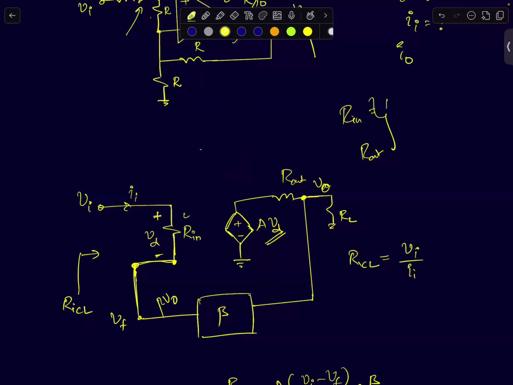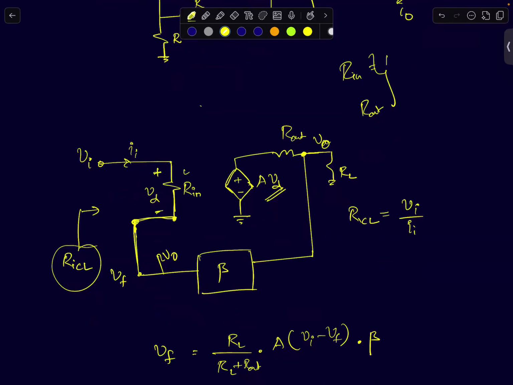In the presence of feedback, I'm interested in finding out what happens to the input resistance in closed loop and the output resistance in closed loop. So that's what I'm interested in. You can derive some very simple mathematical equations.